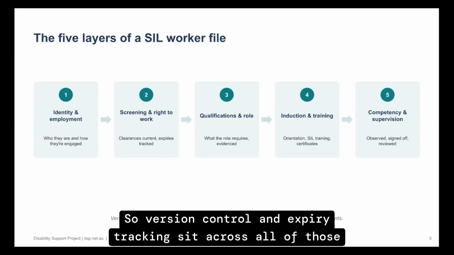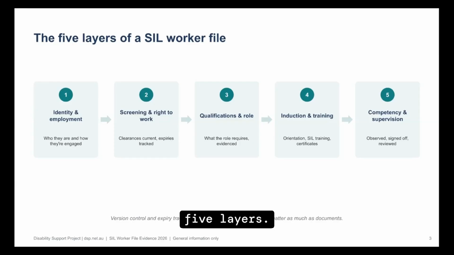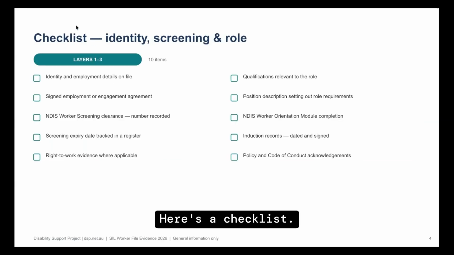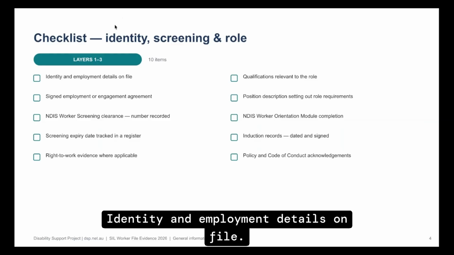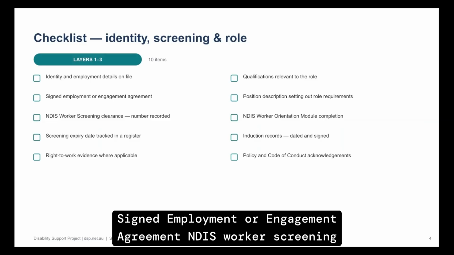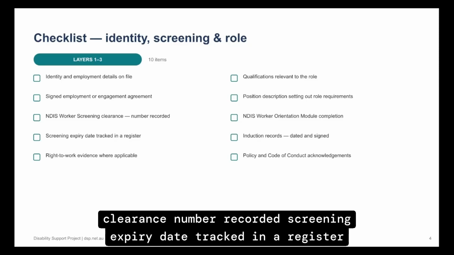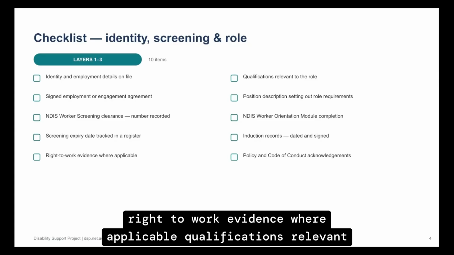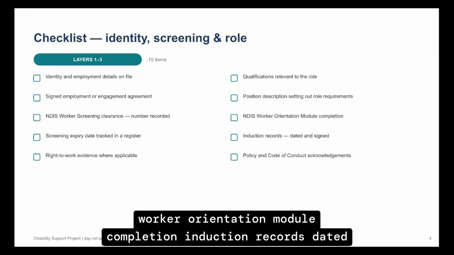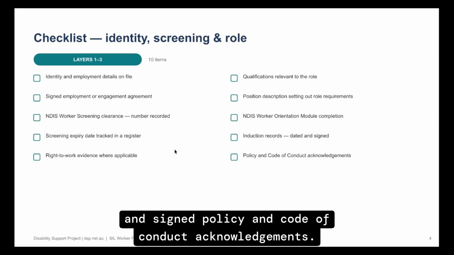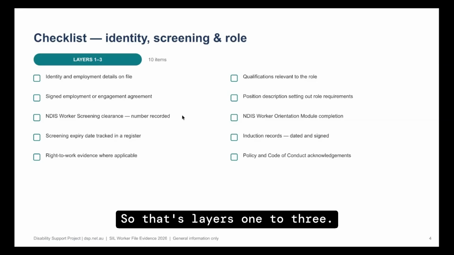So version control and expiry tracking sit across all of those 5 layers. Dates matter as much as the documents. Here's a checklist: identity, screening and role, layers 1 to 3, 10 items. Here are some of the things that you need. Identity and employment details on file, signed employment or engagement agreement, NDIS worker screening clearance, number recorded, screening expiry date tracked in a register, right to work evidence where applicable, qualifications relevant to the role, position description setting out role requirements, NDIS worker orientation module completion, induction records dated and signed, policy and code of conduct acknowledgements. So that's layers 1 to 3.